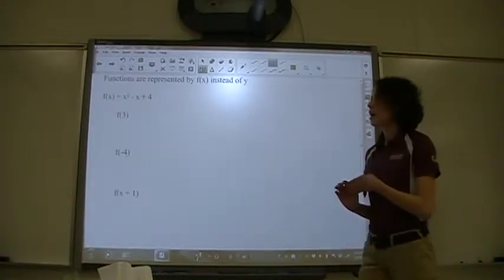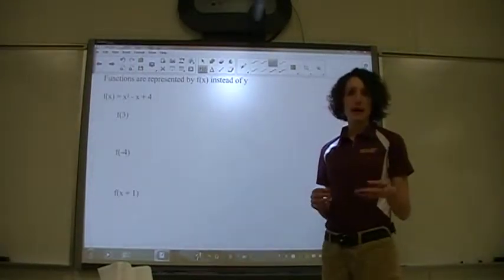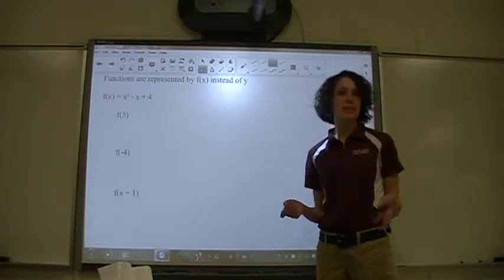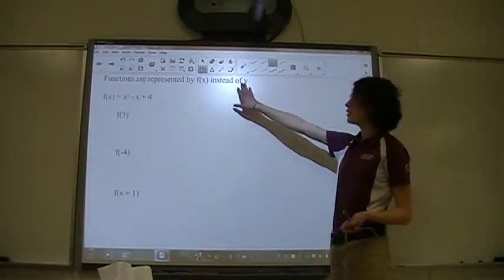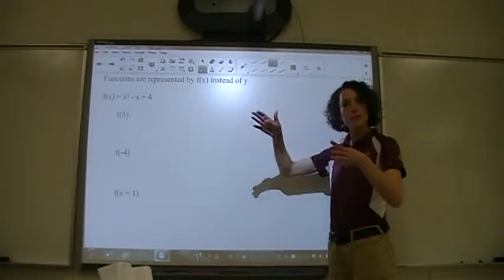Now let's go ahead and talk about functions that are represented by f of x. You could have h of x, g of x, it doesn't matter. It's the same thing as using y. It's a different way of writing it.